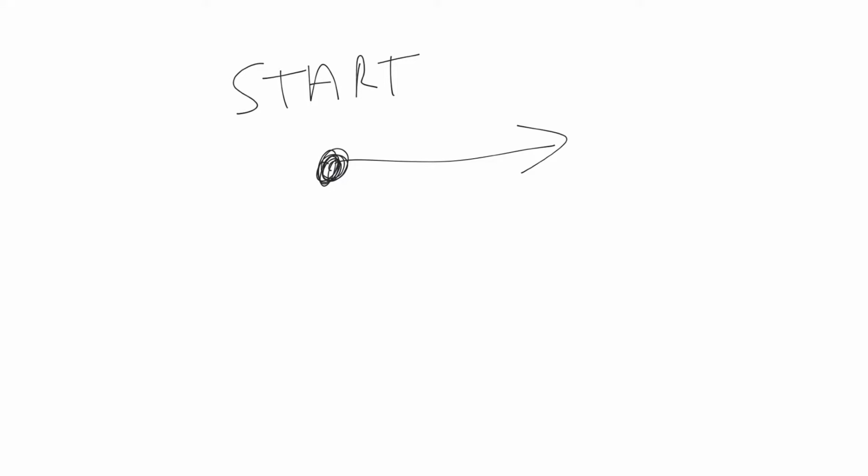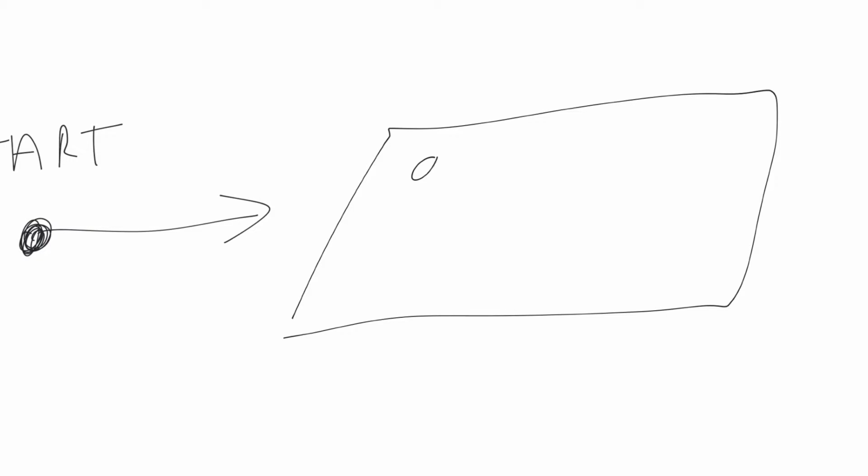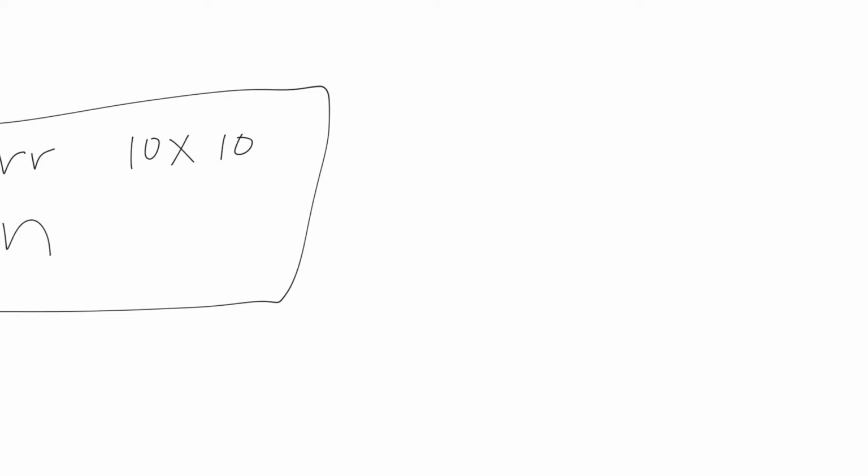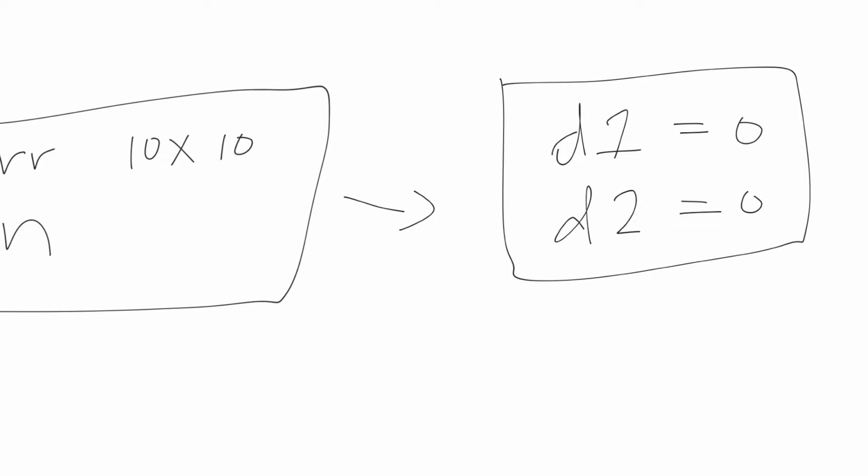And so let's start off our function. We're going to have our start. From the user, we're going to receive an array, which is 10 by 10, and we're going to receive n, which is the size of the magic square. So we've got the input from the user, and now what we need to do is create two variables. I'm going to call them D1, which is the first diagonal, and D2, which is the second diagonal.